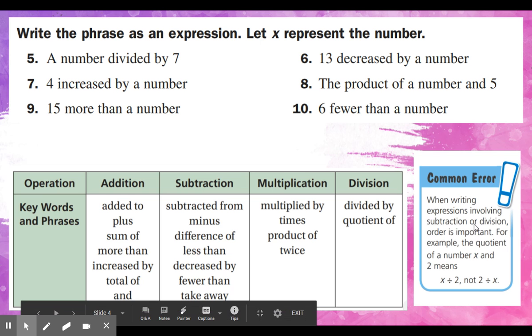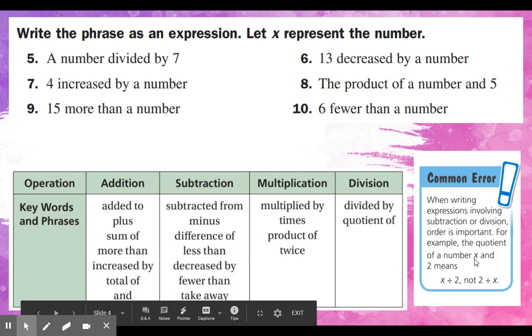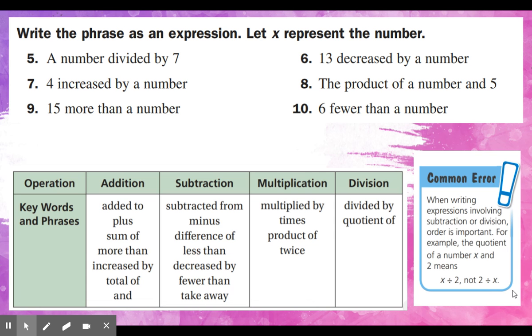However, when writing expressions involving subtraction or division, order is important. For example, the quotient of a number x and 2 means x divided by 2, not 2 divided by x, okay? And I'll tell you why. It's because with division and subtraction, those two operations don't have the commutative property. Multiplication and addition have the commutative property. You can multiply two numbers in any order and get the same answer, just like you can add any two numbers in a different order and get the same answer, okay?